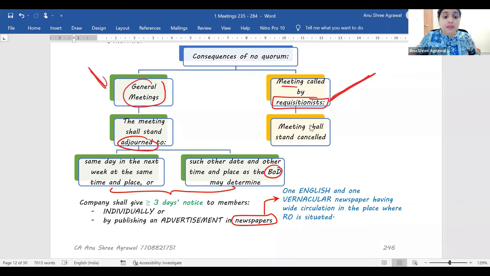The board will decide. Even for this adjourned meeting, do we have to give a notice, guys? Yes, we have to give a notice. How many days? 3 days notice. But don't you think 3 days notice will become very difficult for the company? So we give one more option. If 3 days notice is not possible to give to each member individually, 3 days before the meeting, you give an advertisement in newspapers: one English newspaper, one vernacular newspaper having wide circulation in the place where the registered office is situated.